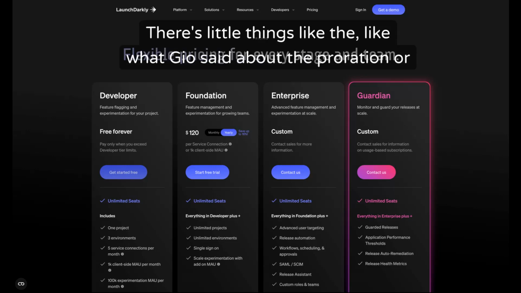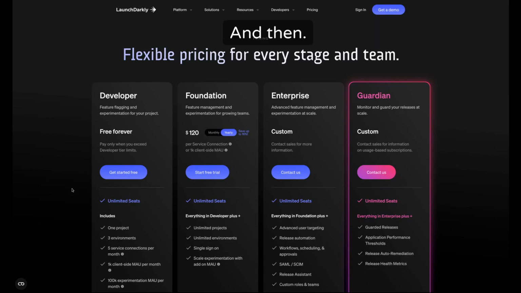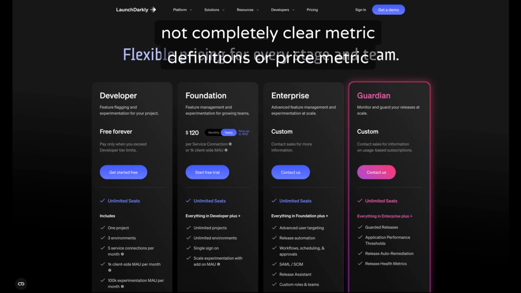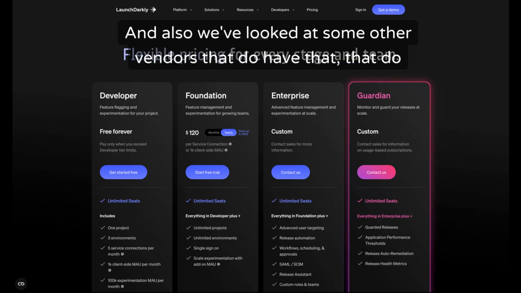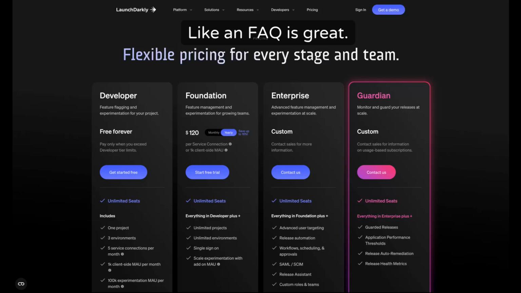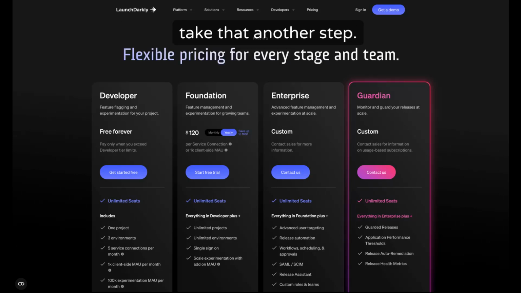There's little things like what Gio said about the proration, or not proration, the yearly discount. And then, yeah, I think it is just a little hard to win with these not completely clear metric definitions or price metric definitions. And also we've looked at some other vendors that do it better and make it more obvious what it's going to be. Like an FAQ is great. They're transparent enough, but we definitely have seen companies that take that another step. Cool. Gio, take us away.